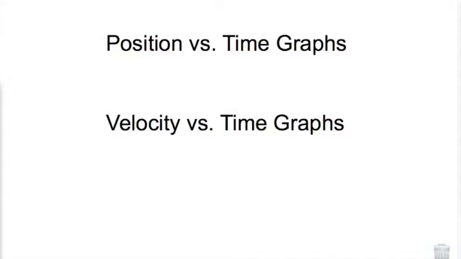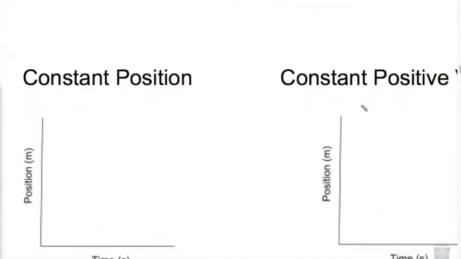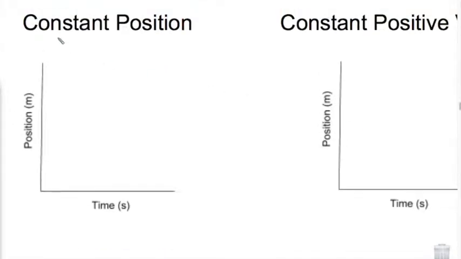A quick recap on position versus time graphs and velocity versus time graphs. Remember that in a position versus time graph, the slope of the position versus time graph is the velocity. The slope of a position versus time graph is velocity. So if we look at this one where we have constant position, the first thing you need to do is check what your axes are on the graph. In this case, we've got position versus time.